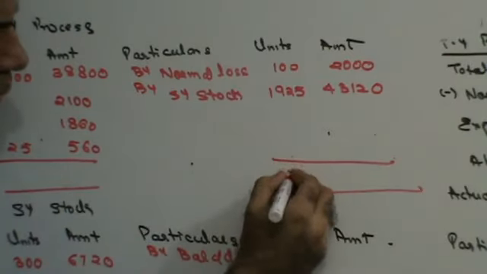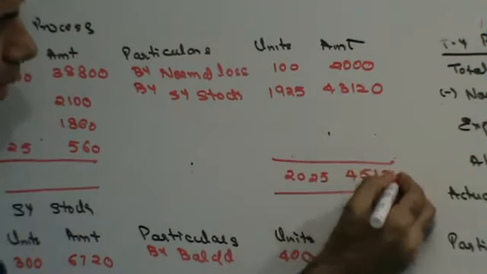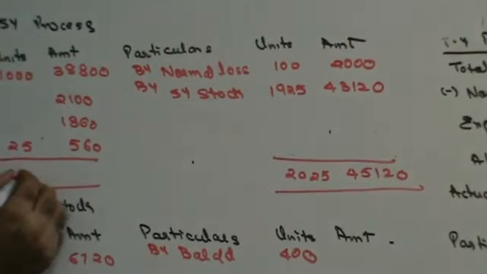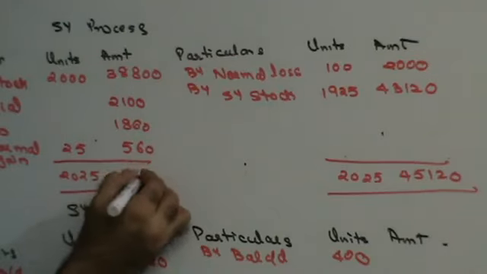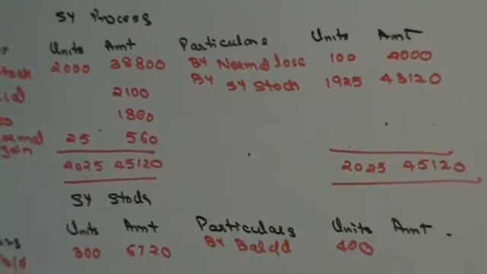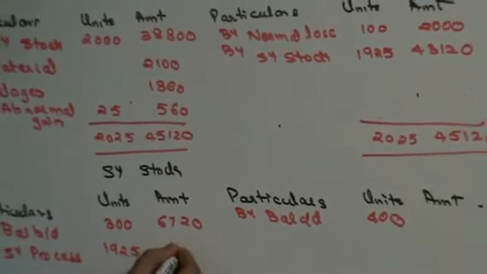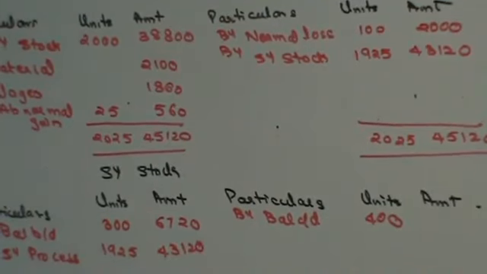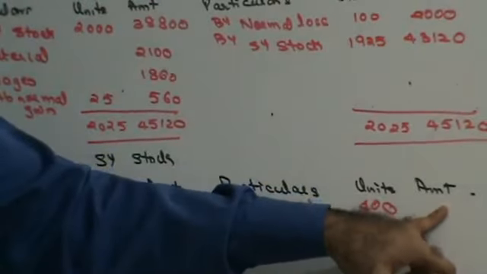Tally this. So this is going to be 2025 and 45,120. 2025 and 45,120. Fine, do we get this in here? Now transfer this. This is SY stock, so this will come here as to SY process. Amount is 1925 and 43,120. You have a closing balance of 400 units, but what is the amount that is not given to you?